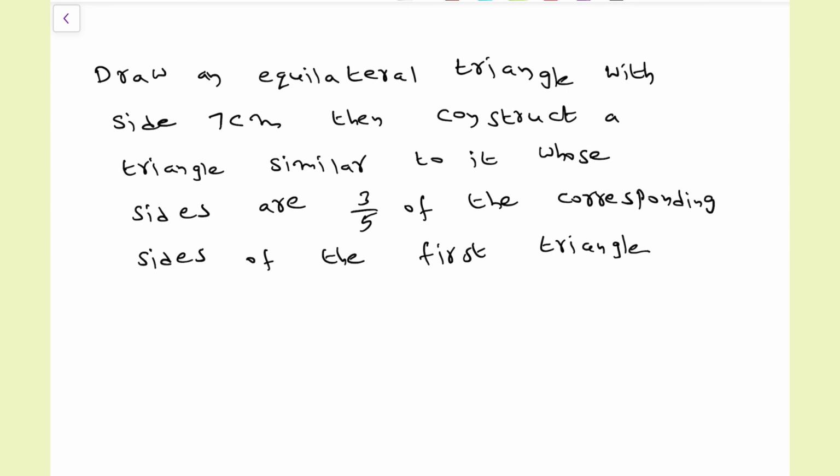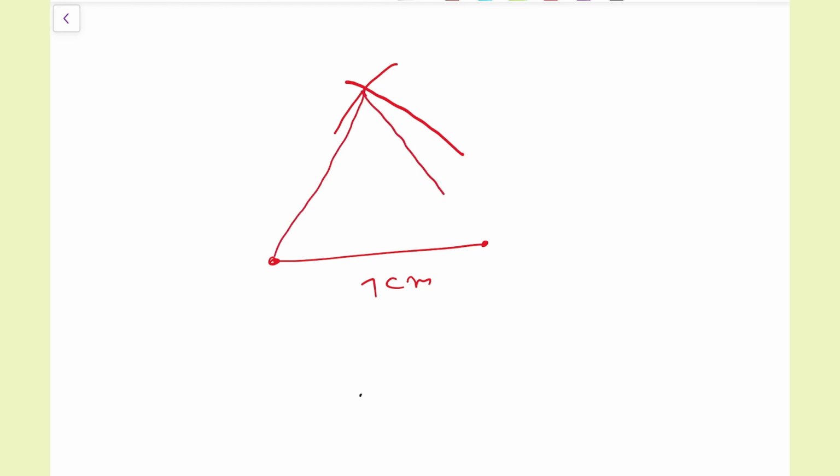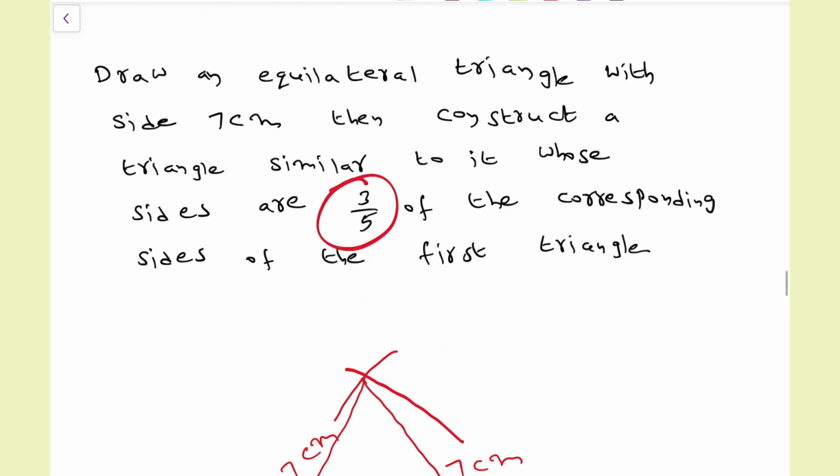First of all, the triangle with 7 cm. Draw one base with 7 cm. Take the compass and from this point draw one arc which is 7 cm. Again from here also draw one more arc which cuts the previous arc, which is 7 cm. From here join this, from here join this. So we will get a triangle whose all the sides are 7 cm, nothing but an equilateral triangle.